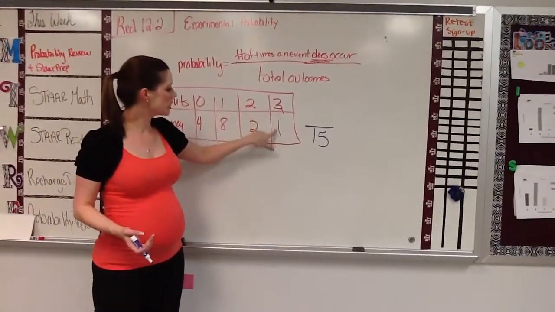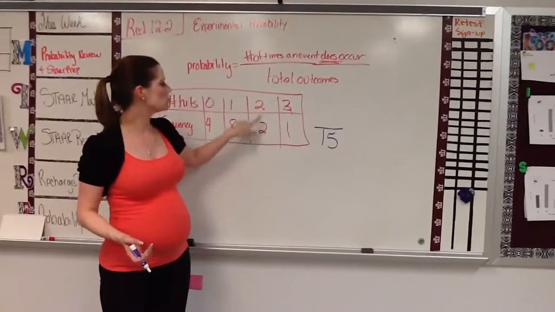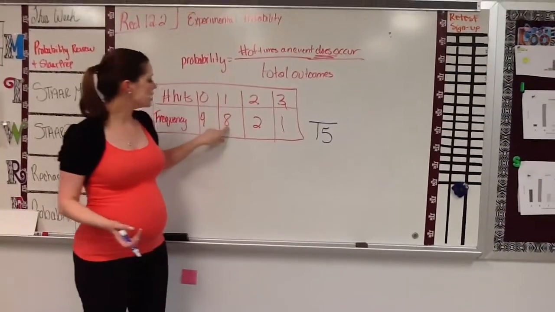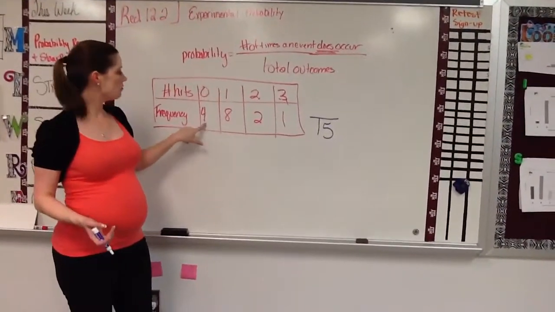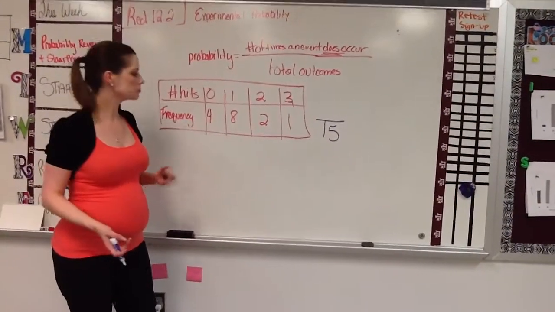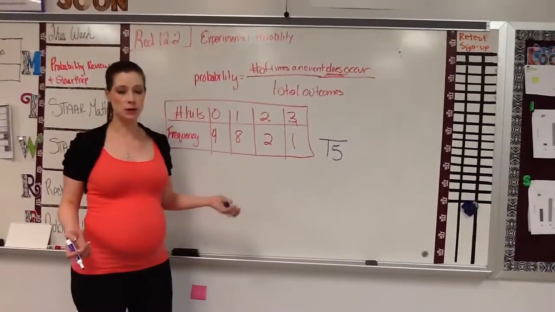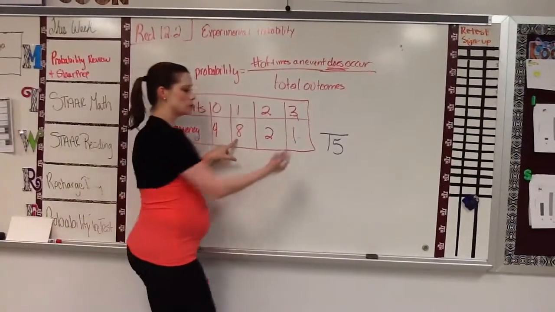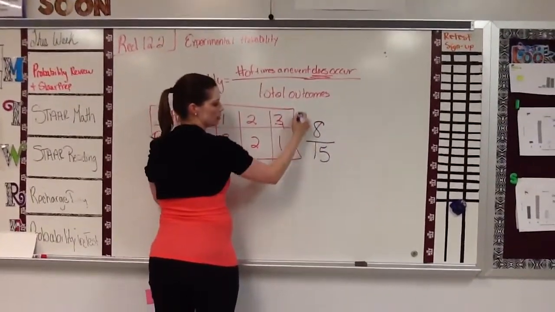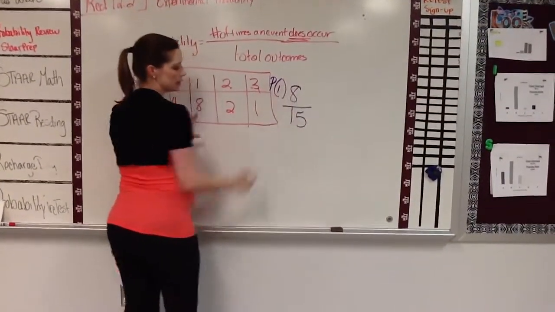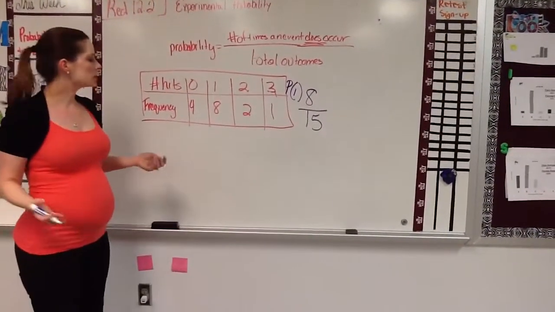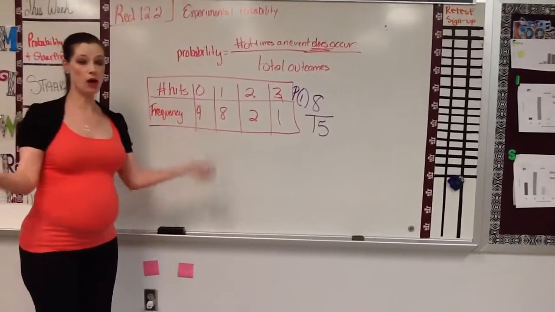In 1 game, he got 3 hits. In 2 games, he got 2 hits. In 8 games, he got 1 hit. And in 4 games, he got 0 hits. So, what's the experimental probability that he got 1 hit? Well, it would be 8 out of 15. Probability of 1 hit.